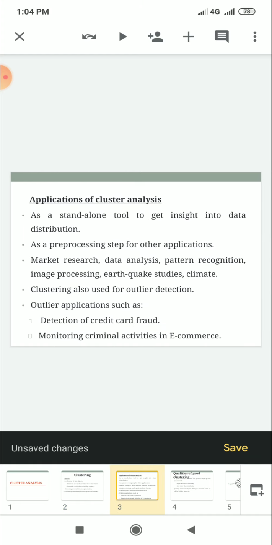What are the applications of cluster analysis? As a standalone tool, it gets insight into data distribution. As a pre-processing step for other applications, it can be used for market research, data analysis, pattern recognition, image processing, earthquake studies, climate. Clustering is also used for outlier detection. Outlier applications such as detection of credit card fraud, monitoring criminal activities in e-commerce.